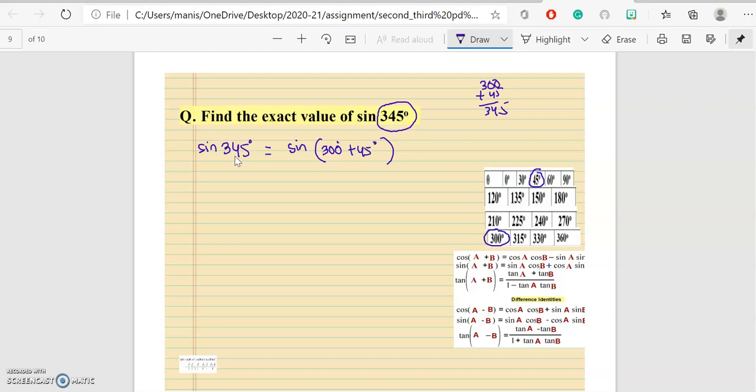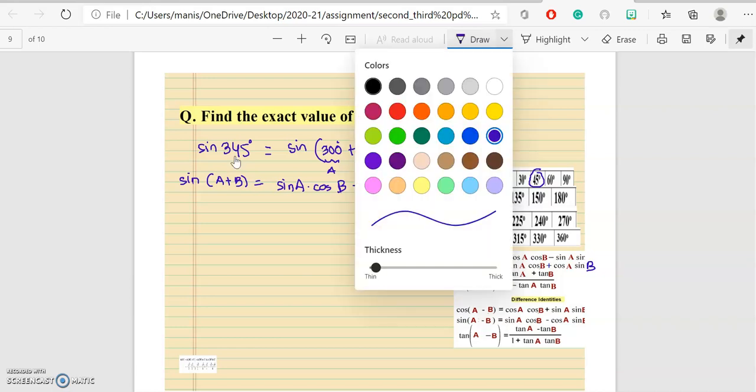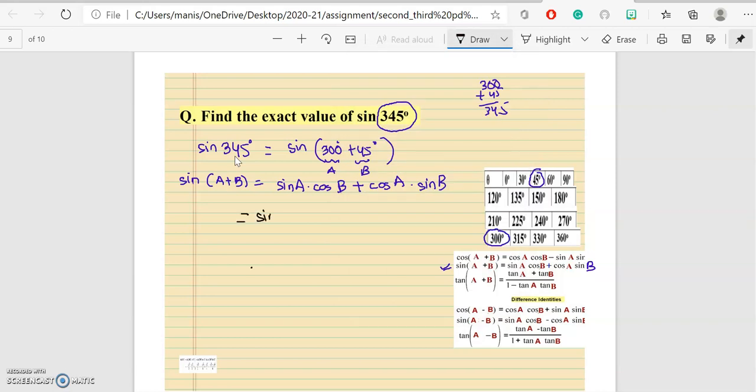Now the formula I can use over here is sine of A plus B. This is my A, this is my B. So for sine of A plus B, my formula is this one. Make sure you write the formula every time so you can enter the values correctly. Plus cosine of A times sine of B. So I will substitute my values over here. Sine of A is 300 degrees. Cosine of B is 45 degrees. Plus cosine of A is 300, and this is your 45.